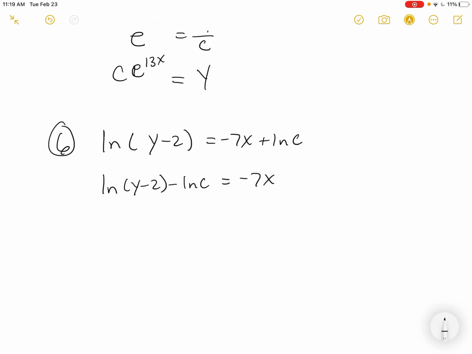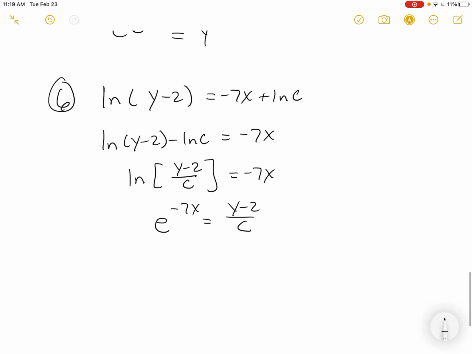Now we don't want to deal with split apart logs, so we're going to again bring those together. This is ln of y minus 2 over c is equal to negative 7x. And then we're just going to translate the exponential. e to the power is equal to what the log's operating on. And then we're just going to solve for y, much like we did in those sections where we solved for a variable in our intermediate and beginning algebra classes. So we're going to multiply both sides by c.